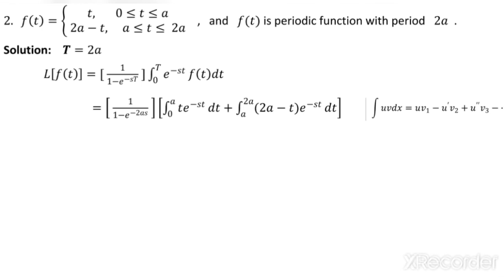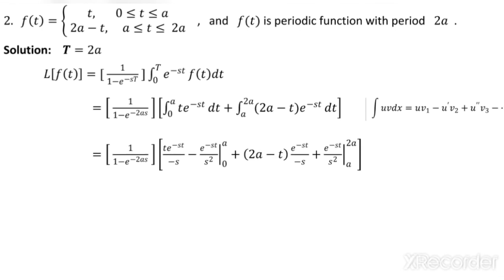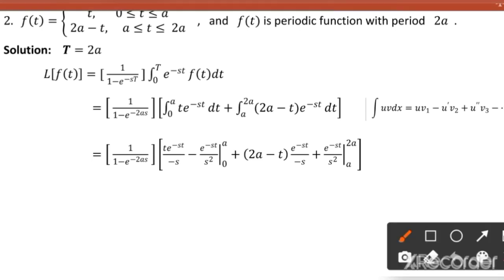So thereby I can write the next step: 1 over 1 minus e power minus 2as times the integral of t with second function e power minus st by minus s, minus the derivative of first, that is the derivative of t is 1. So I have 1 into e power minus as by minus s, but already we had minus s, so minus s into minus s square. Apply the limit, upper limit minus lower limit, that is 0 to a.